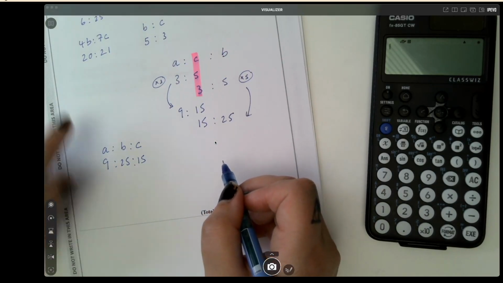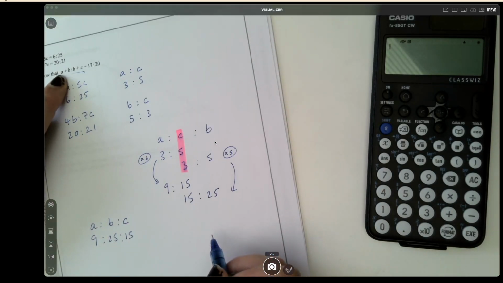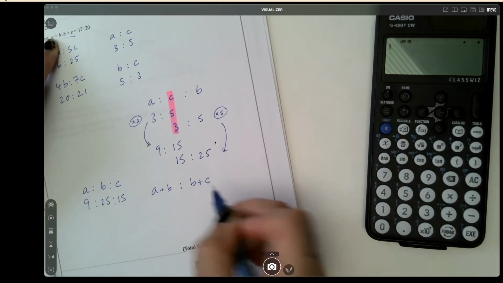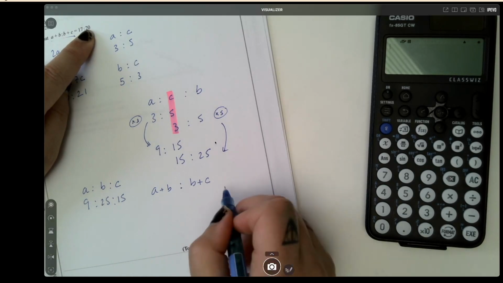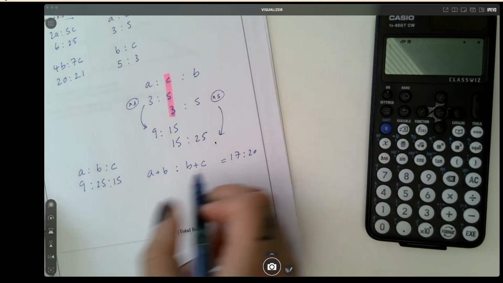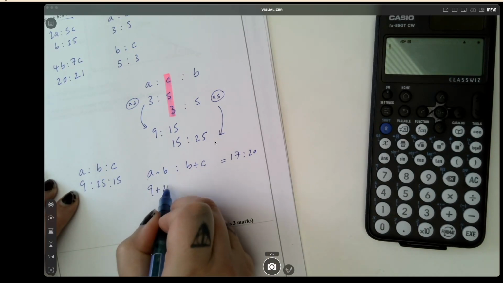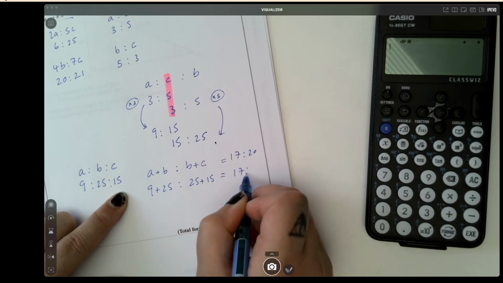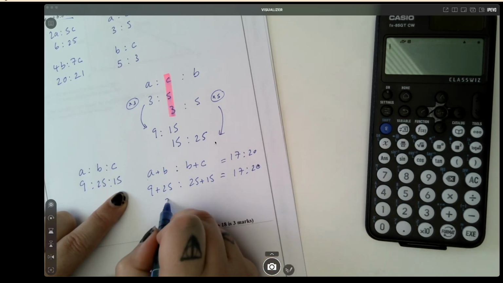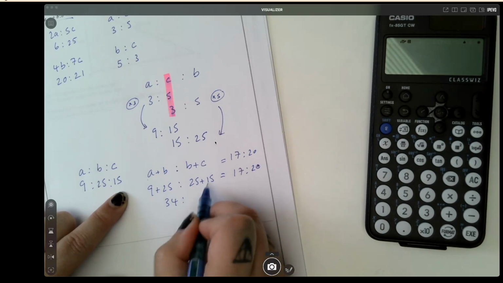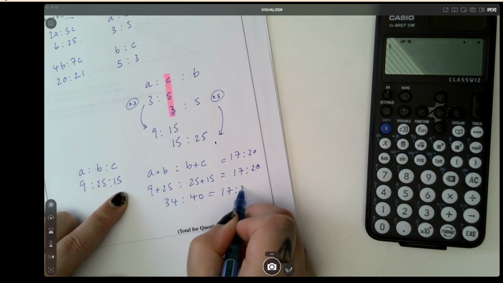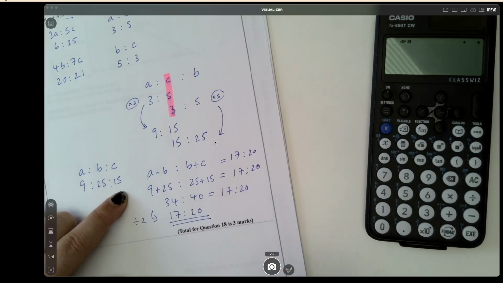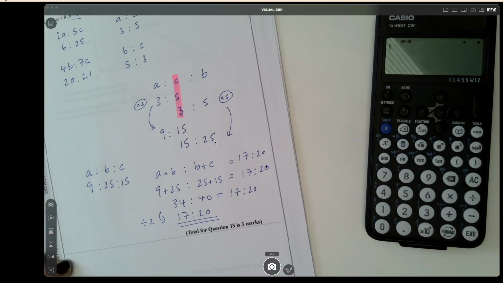Now we can use these values to show this ratio at the top here. We're doing a add b to b add c, and we're trying to show that it equals 17 to 20. So a add b, 9 add 25, b add c, 25 add 15. That's 34 to 40. And then if we divide this side by 2, that gives us 17 to 20. And we've shown that equivalency.